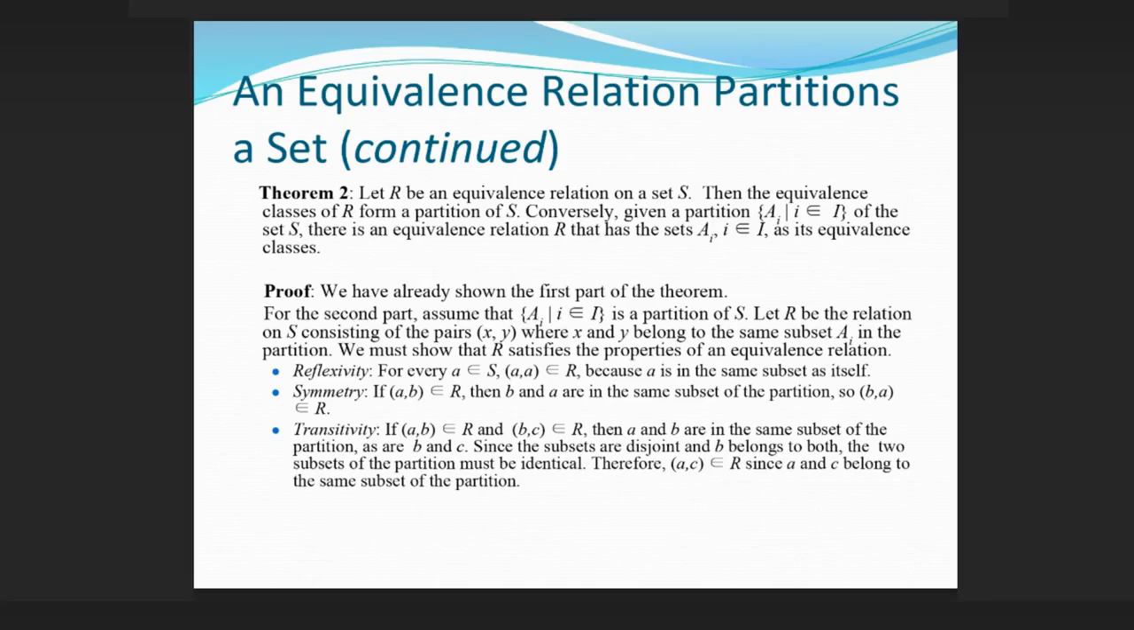Reflexivity. For every a ∈ S, (a, a) ∈ R, because a is in the same subset as itself. Symmetry. If (a, b) ∈ R, then a and b are in the same subset of the partition, so (b, a) ∈ R. Transitivity. If (a, b) ∈ R and (b, c) ∈ R, then a and b are in the same subset of the partition, as are b and c. Since the subsets are disjoint and b belongs to both, the two subsets of the partition must be identical. Therefore, (a, c) ∈ R, since a and c belong to the same subset of the partition.